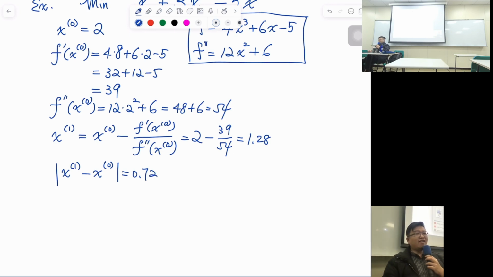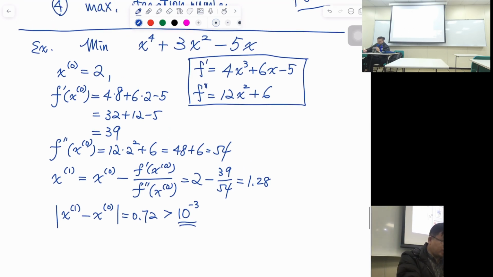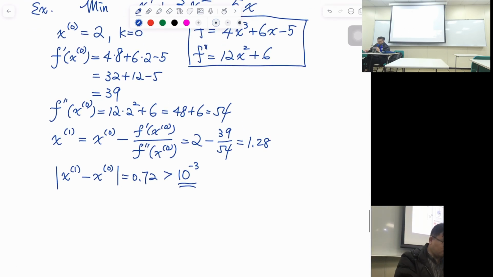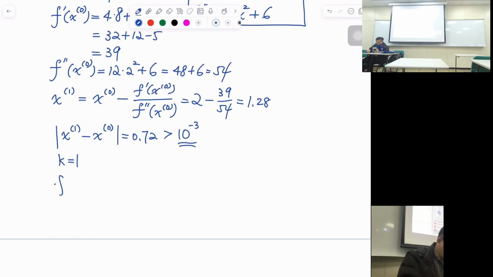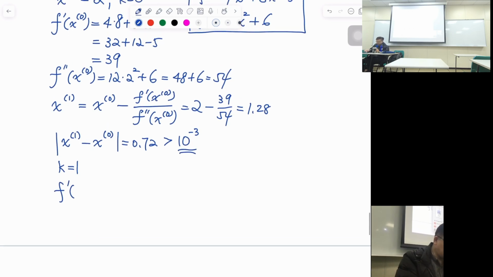Oh, I haven't set up my criteria. So I want this to be smaller than 10 to the power of negative 3. So it's still larger than 10 to the power of negative 3. I want this to be my criteria. So when this happens, initially k equals 0. So now x advanced by 1. Now x equals 1. I will be continuing what I'm doing. So I will now have k equals 1.